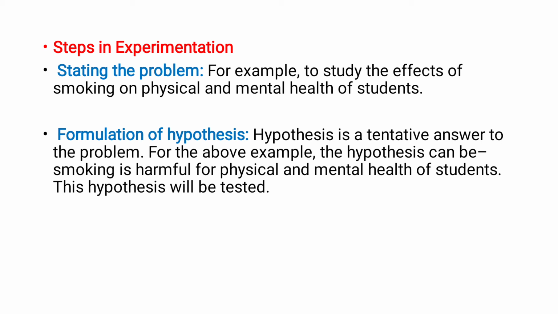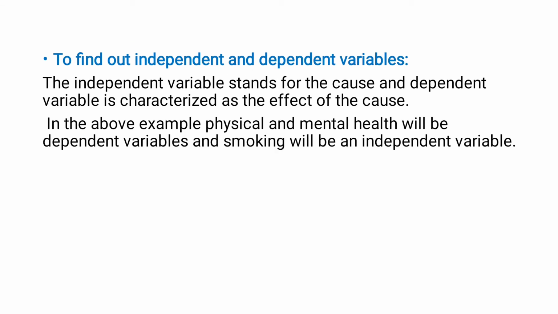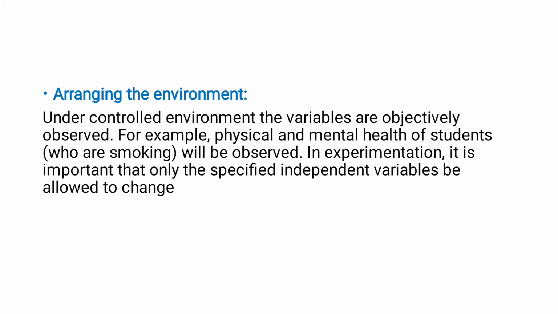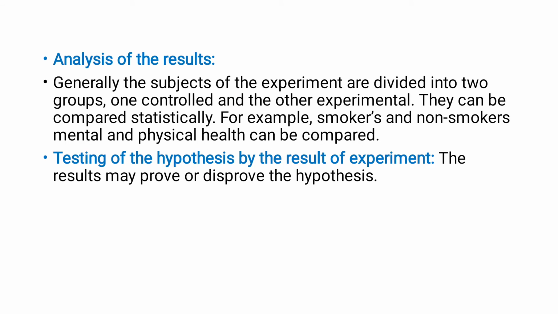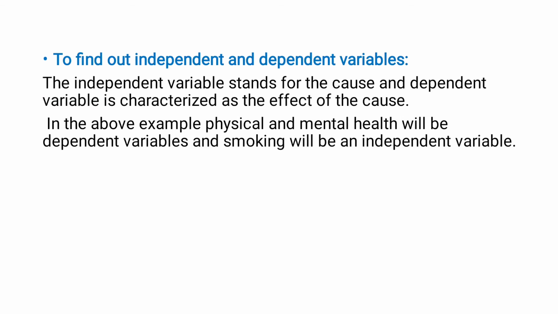So what are all the steps in experimentation? You have so many steps in experimentation. The first step is stating the problem. Second step, formulation of hypothesis. Third step, to find out independent and dependent variables. Fourth step, arranging the environment. And fifth step, analyzing the results. And the last step is testing of the hypothesis by the result of the experiment. So let's see one by one.